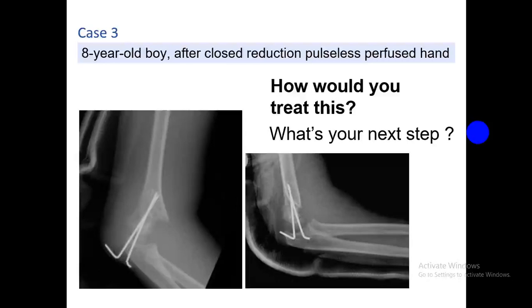I'm asking you, how would you treat this? What's your next step? Any thoughts?